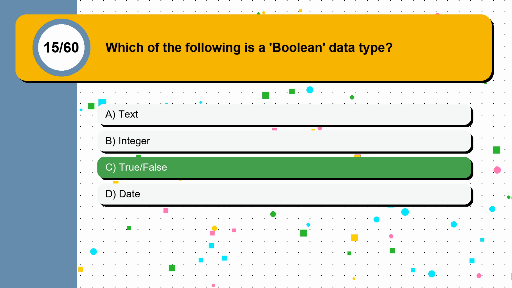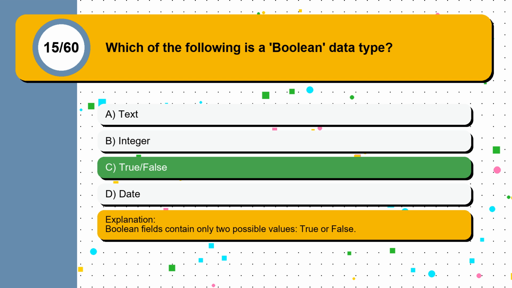The correct answer is option C, true/false. Boolean fields contain only two possible values, true or false.